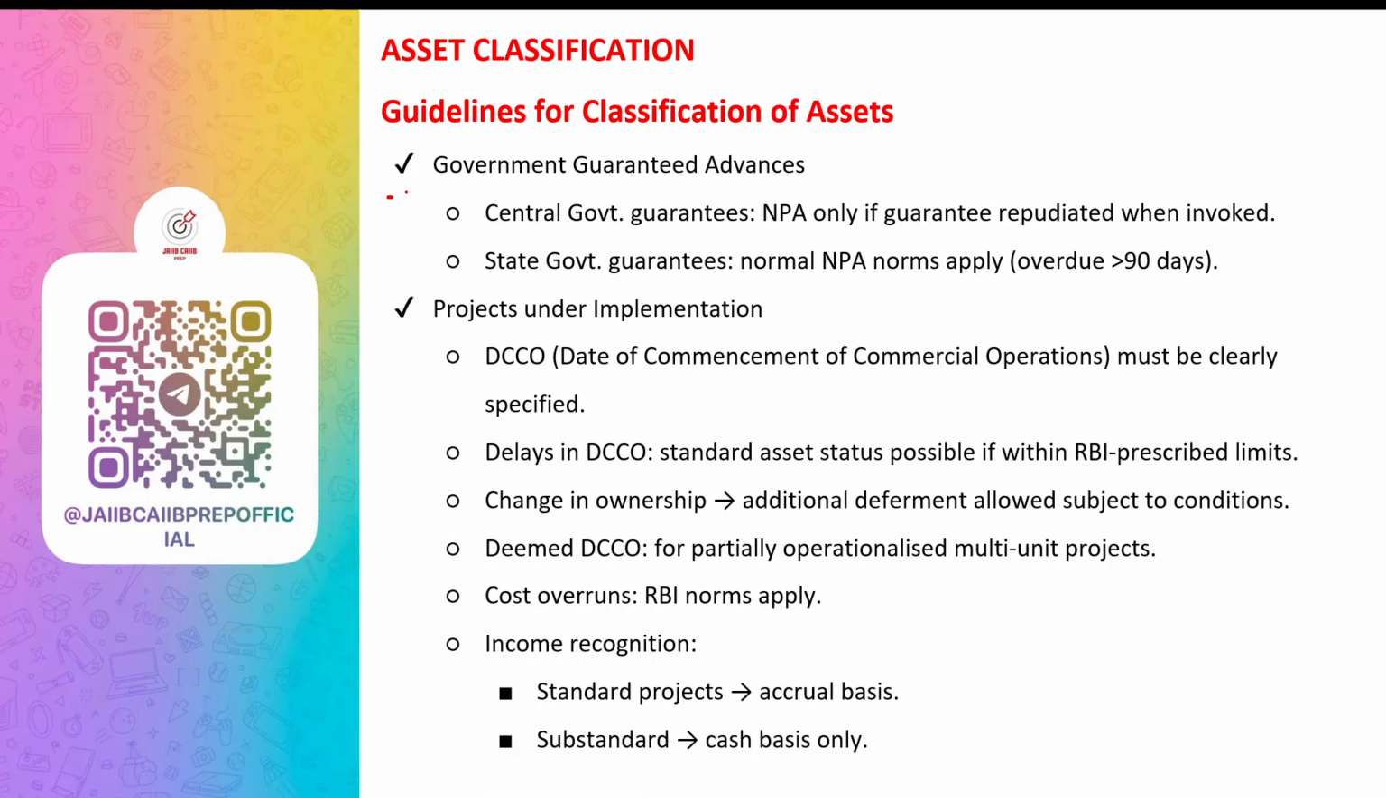Government guaranteed advances. So there are central government guarantees and state government guarantees. In central government guarantees, even if overdue, these are not classified as NPA unless the government refuses to honor the guarantee when invoked. But banks cannot recognize income unless interest is actually received. And for state government guarantees, if overdue for more than 90 days, they must be treated as non-performing assets.